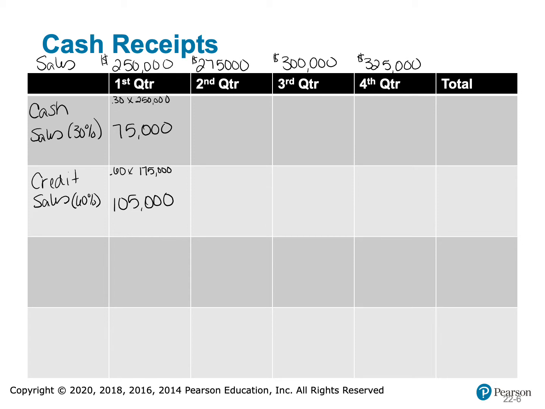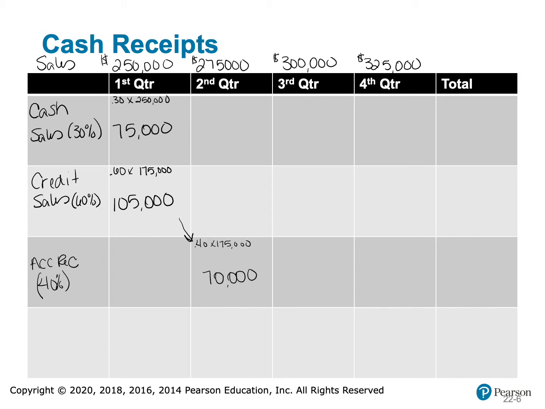Okay. Now the other 40% of that 175,000 is going to be collected in quarter two. So I'm going to go over here to quarter two, and I'm going to plug this down here. This would be my accounts receivable, which is 40%. So this is the 40% of the 175. So that 40% of the 175 is 70,000.